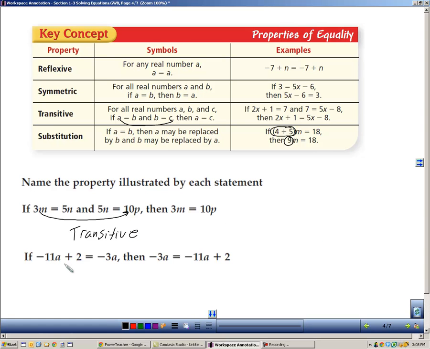And the second one, we have an equation, negative 11a plus 2 equals negative 3a. And then we switch it. Negative 3a equals negative 11a plus 2. You've got to be careful. Some people might say that this is the reflexive property, but these two sides of the equation are not exactly the same. All we've done is flipped the sides, and that's the symmetric property.